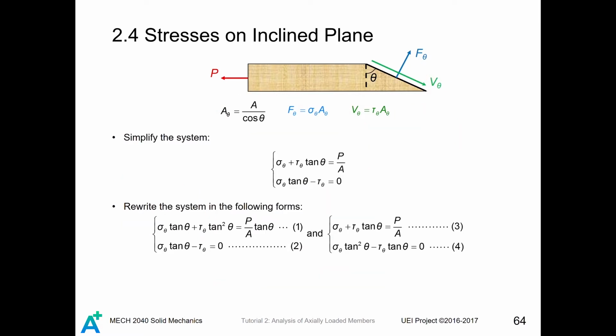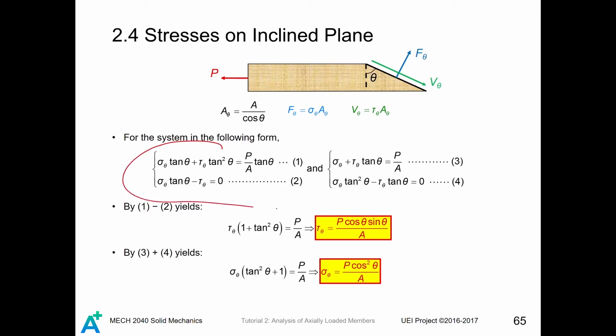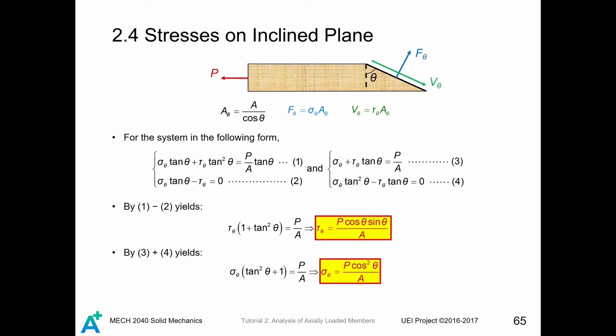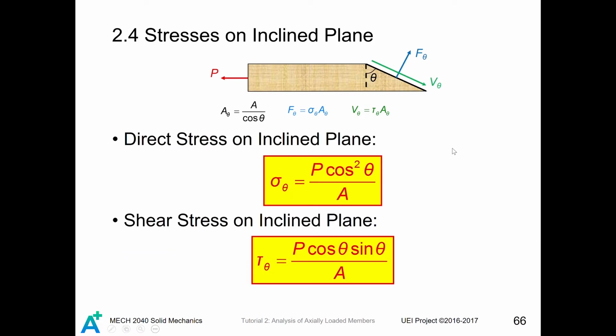Then we simplify the system. Besides, we rewrite the system such that we can do some cancellations of the equations. For those two rewritten systems, we adopt 1 minus 2 to get this result. Besides, by this rewritten system, we have the direct stress of the inclined plane. Finally, we can see those two important results.